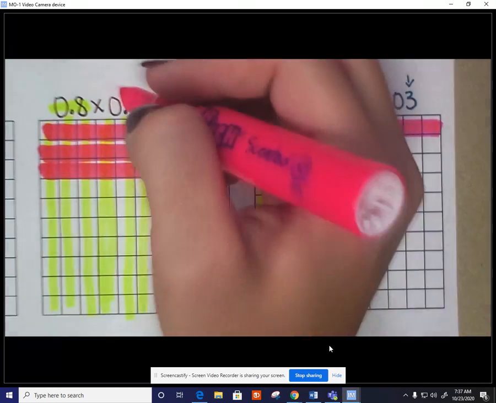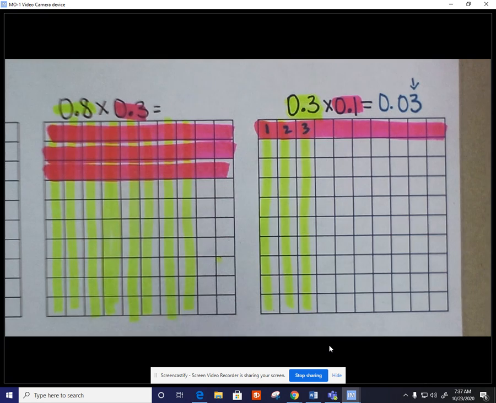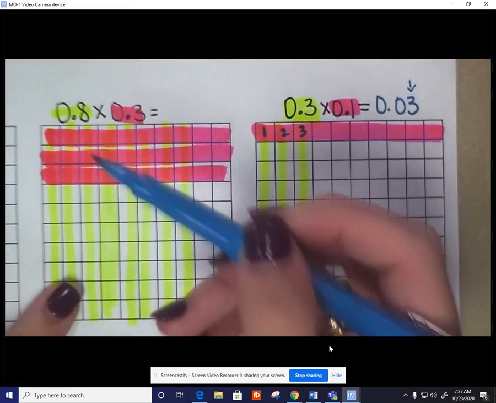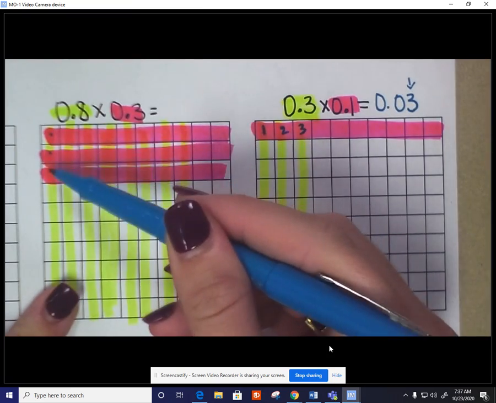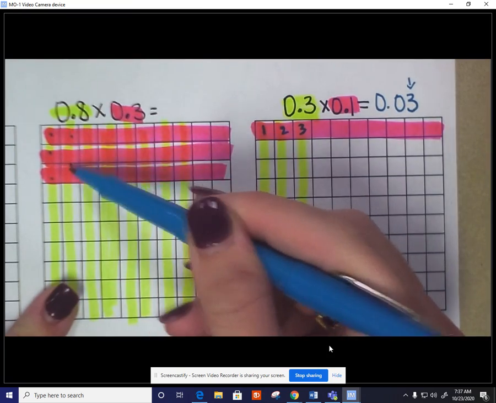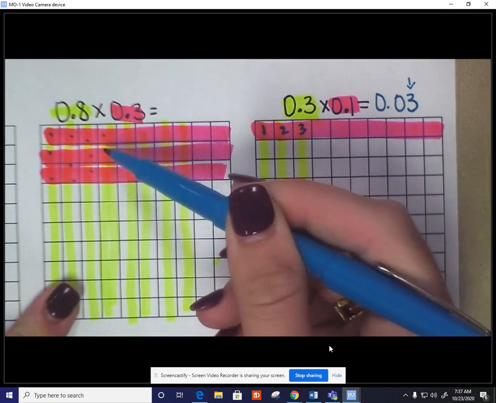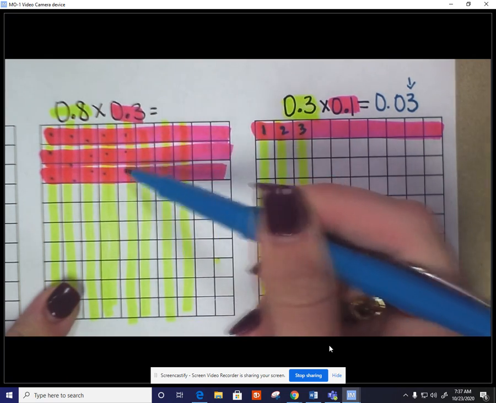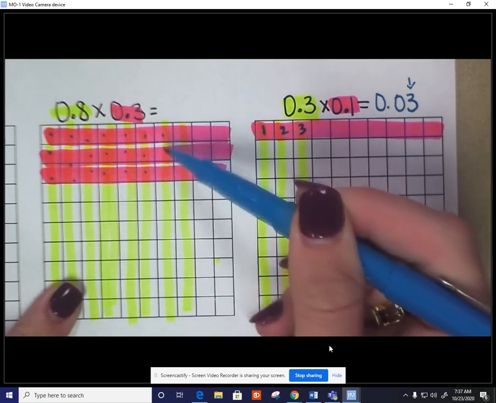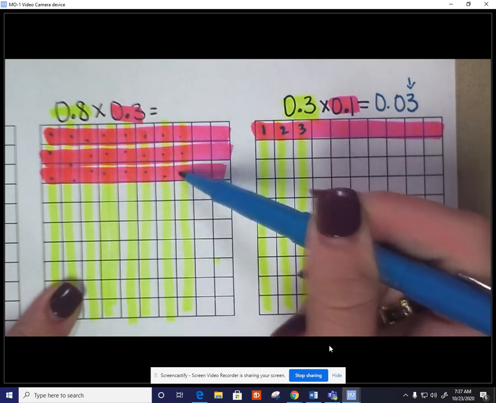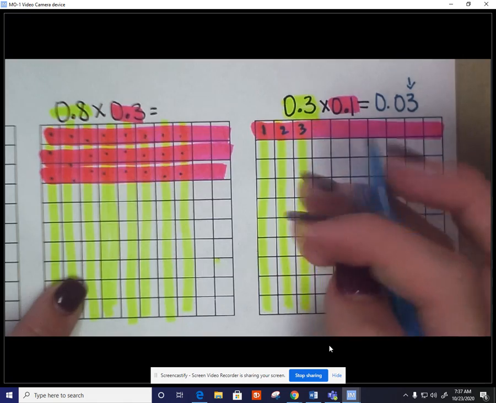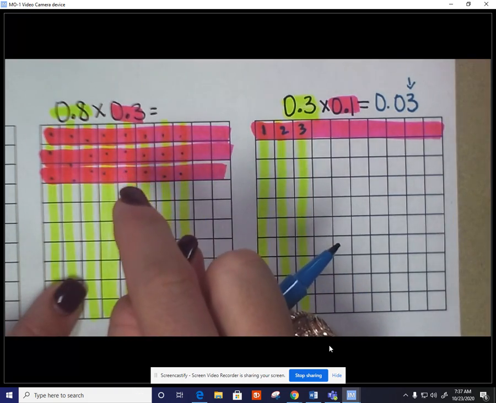To find my answer of 0.8 times 0.3, I'm going to count all the squares that are both colors, which you can kind of see. So here's 1, 2, 3, 4, 5, 6, 7, 8, 9, 10, 11, 12, 13, 14, 15, 16, 17, 18, 19, 20, 21, 22, 23, 24. So my answer is 24/100ths.